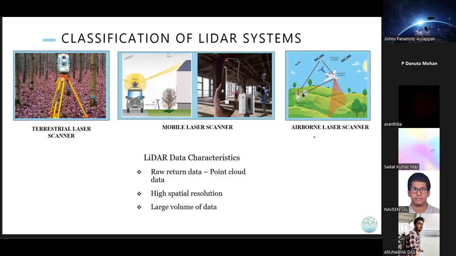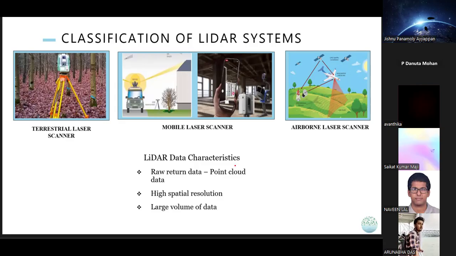One of the advantages is that you can even detect the canopy. We can map the canopy of forest areas. We can do topographic surveys. We can even detect floodplains, and coastal mapping, etc., can be done using the laser scanner.